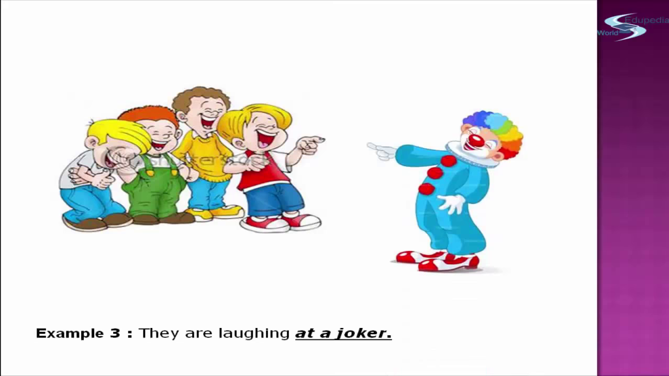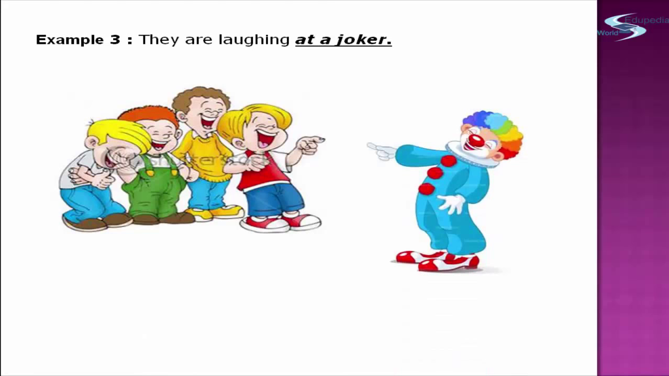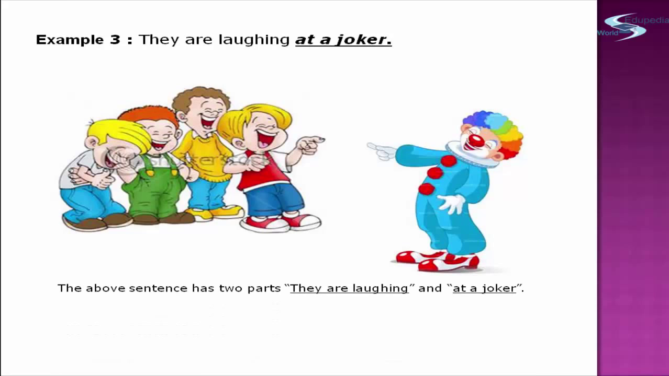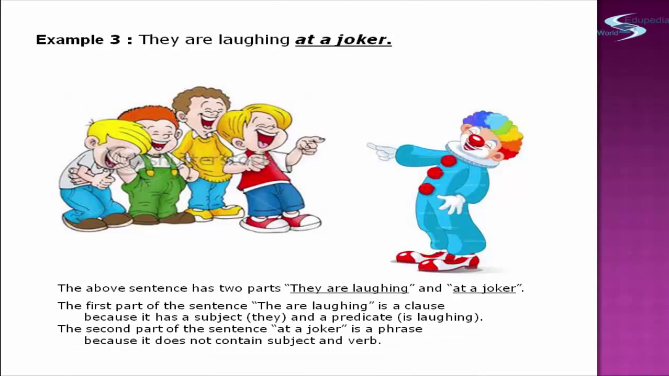Example number 3. They are laughing at a joker. The above sentence has two parts. The first, they are laughing, and the second, at a joker. The first part of the sentence, they are laughing, is a clause because it has a subject, they, and a predicate, are laughing. The second part of the sentence, at a joker, is a phrase because it does not contain subject and verb.